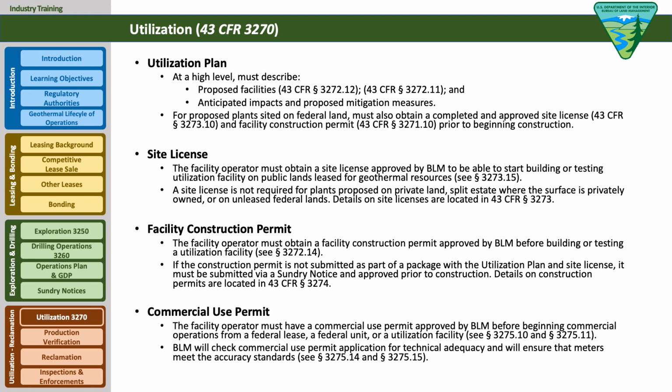The facility operator must have a commercial use permit approved by BLM before beginning commercial operations from a federal lease, federal unit, or a utilization facility. BLM will check the commercial use permit application for technical adequacy and will ensure that meters meet the accuracy standards.